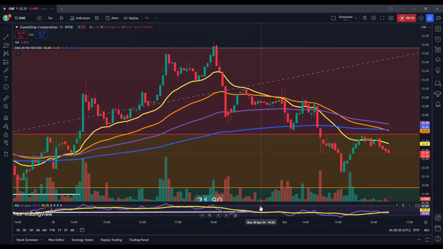We have the current stock market analysis for GameStop Corporation, stock ticker GME.